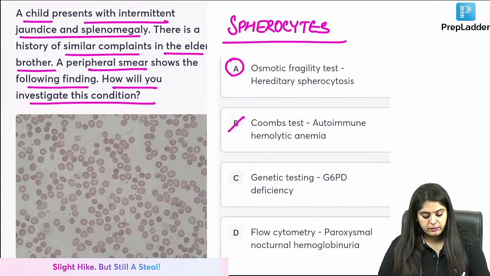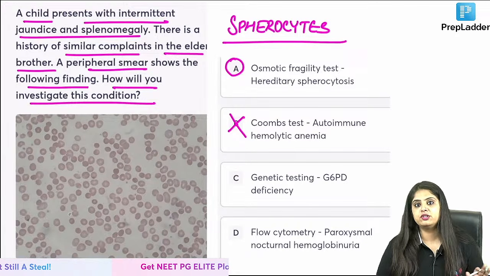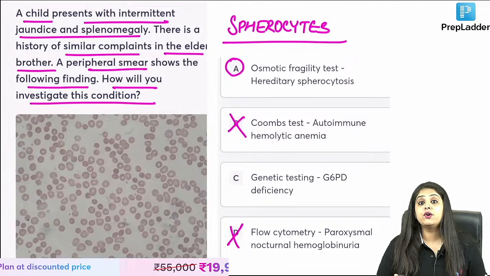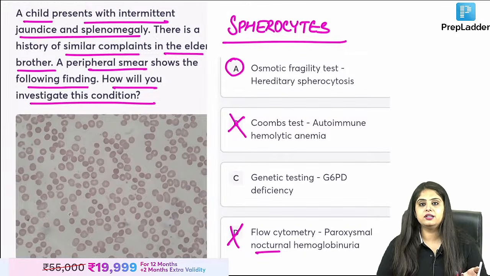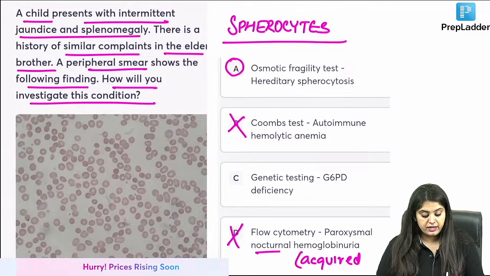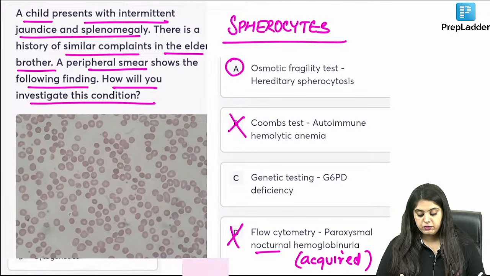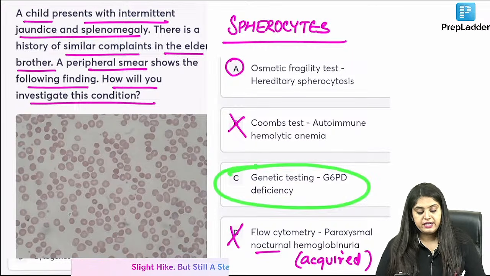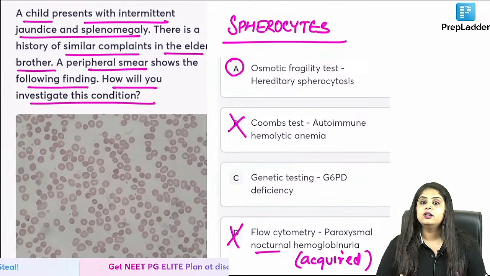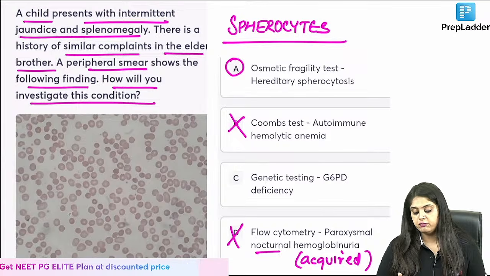Okay, no one said autoimmune hemolytic anemia because at least that is not genetic. This is the elder brother genetic. No one said paroxysmal nocturnal hemoglobinuria because there is no history of nocturnal, plus paroxysmal nocturnal hemoglobinuria is also acquired. It is not genetic. So now I have two options. I have genetic testing for G6PD and I have osmotic fragility testing. To be very honest, I could have thought of both.